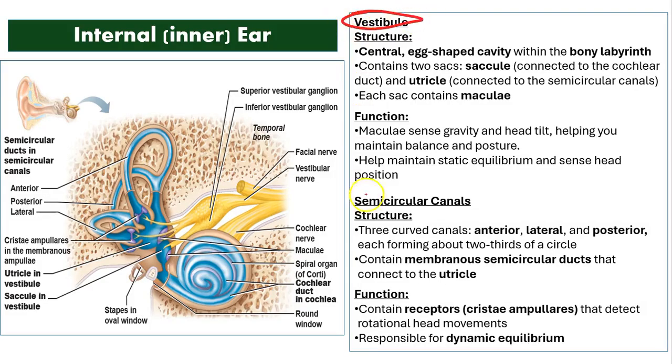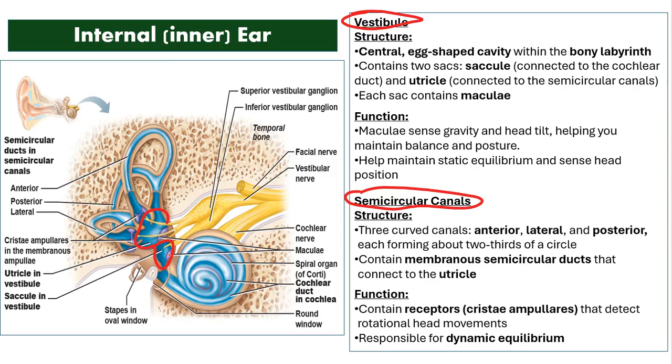We have the vestibule and also the semicircular canal. Now, the structure of the vestibule is kind of like this central, you can always say central egg-shaped cavity, okay, that has the saccule and again the utricle. So we can kind of look at that here. So here's the utricle, here's the saccule, excuse me. And their whole goal is to detect head position and gravity. And what is this going to do? It's going to maintain static equilibrium.